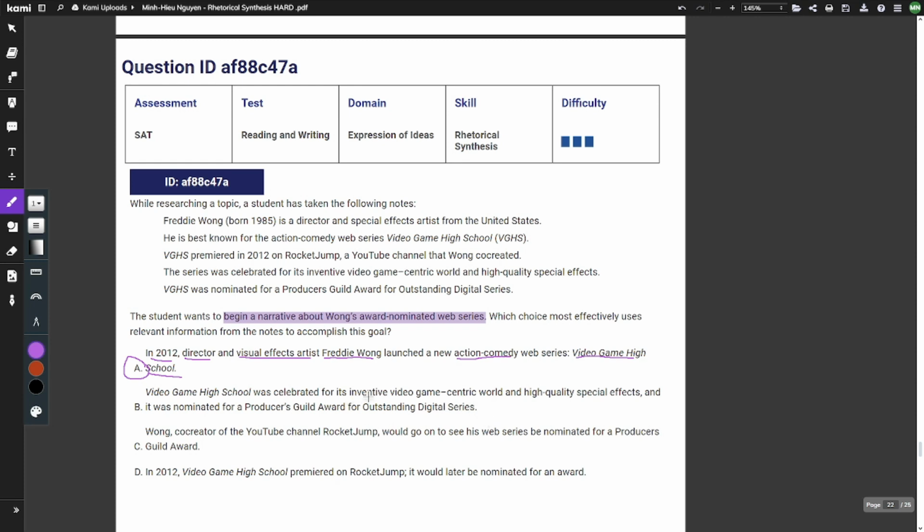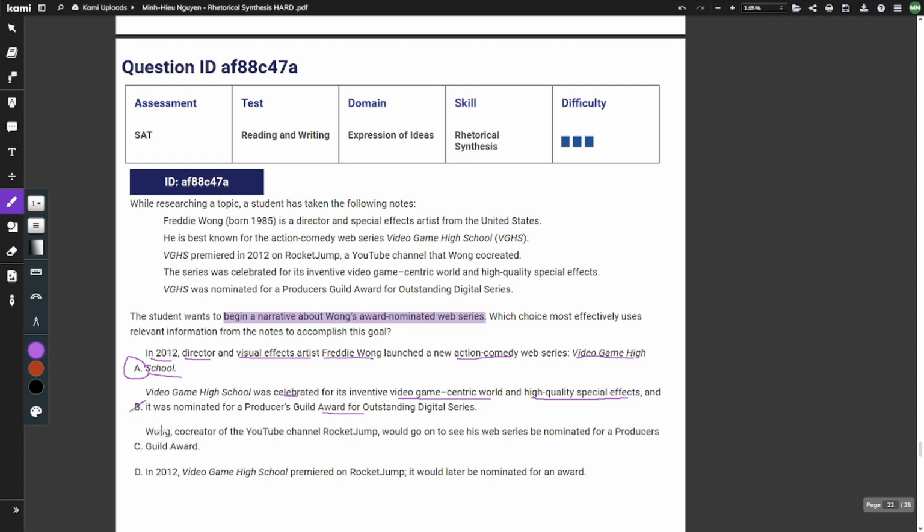Now, this one does give you a little bit of information on the web series. It says that it was celebrated for its video game centric world and high quality special effects, and that it also won an award. However, it does not set the time at all, and it doesn't even mention the creator's name once. Not to mention, it skips straight to the fact that it won an award. It didn't have all that suspenseful build up, started from the bottom, now we're here. None of that. It just straight up said that it won an award. So probably not the best way to start a story.